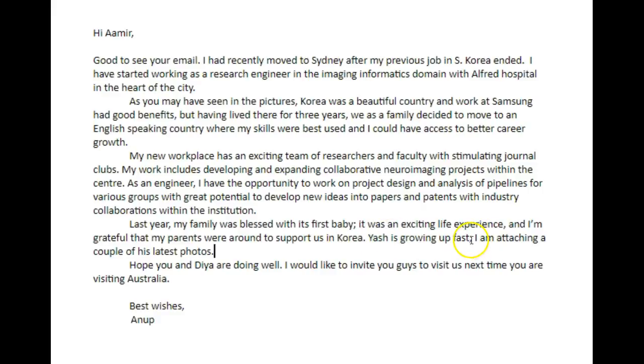Yash is growing up fast. I'm attaching a couple of his latest photos. Hope you and Dia are doing well. I would like to invite you guys to visit us next time you are visiting Australia. Best wishes, Anup. Cool. Overall, we're good.